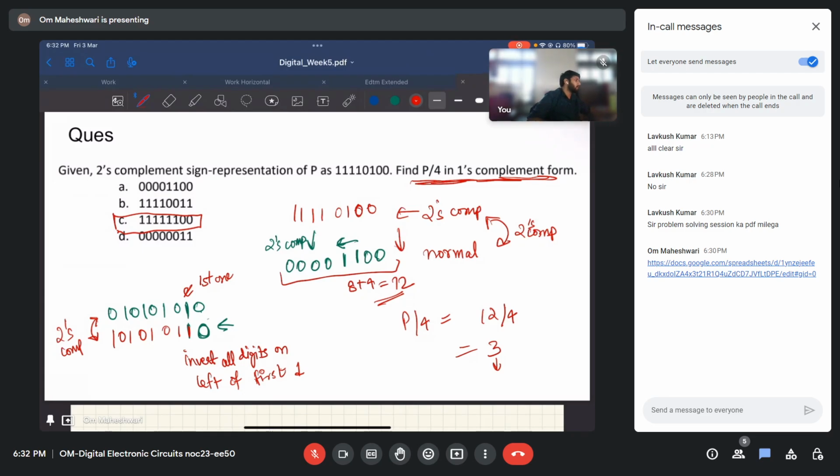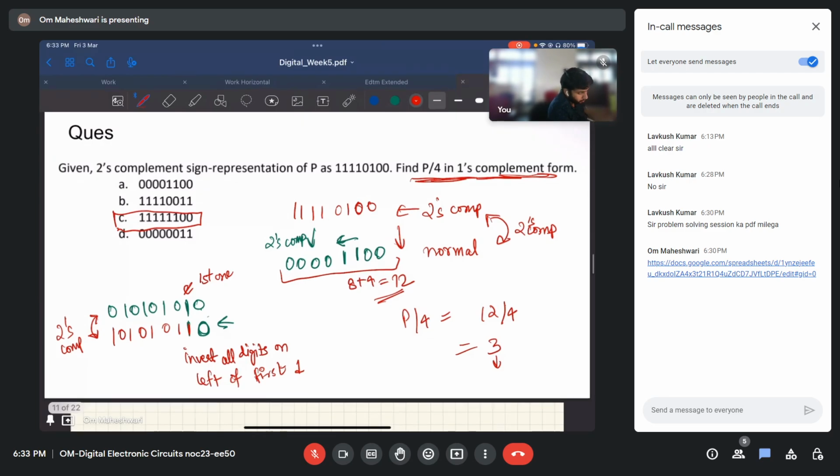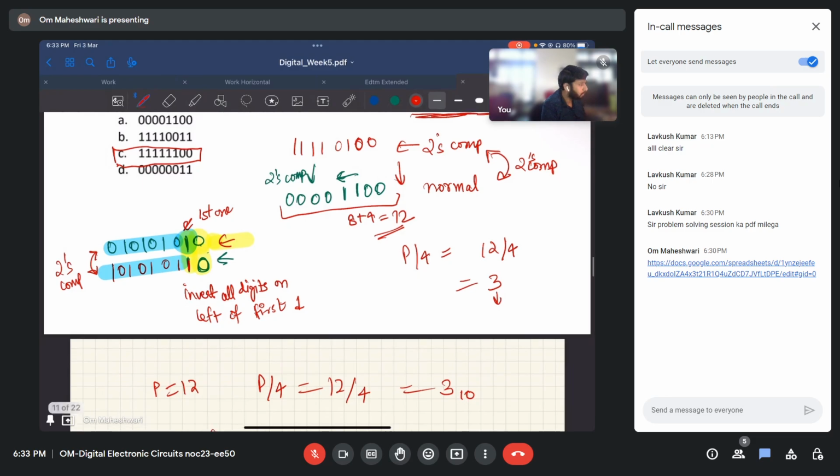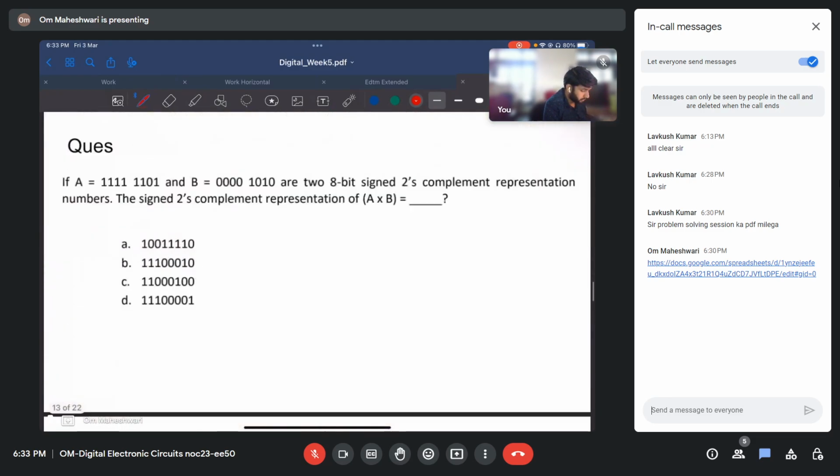So is this clear? The only thing you need to remember is how to find the 2's complement quickly. For that, I told you, start from the right side. As soon as you start, if there's a 0, write it as it is. If there's a 1, write it as it is. But after that, invert all the digits. After you see the first one, invert all the digits. That's how you find 2's complement very quickly. This will be helpful for you in your exams and later on. So please remember this. Okay, let's see the next question.